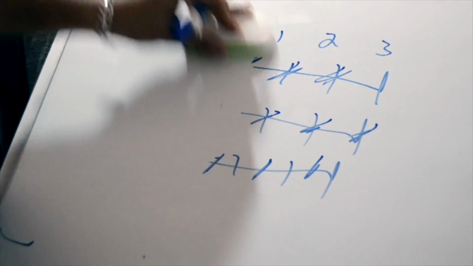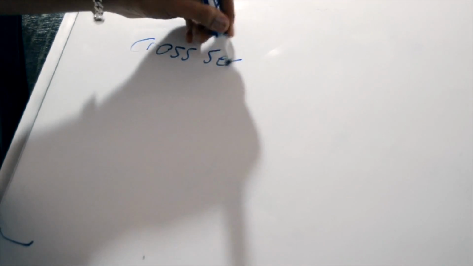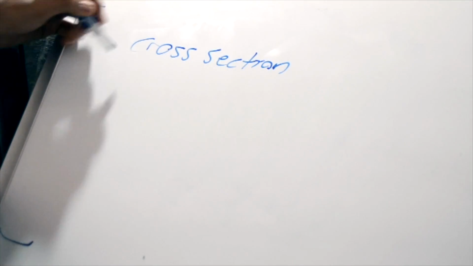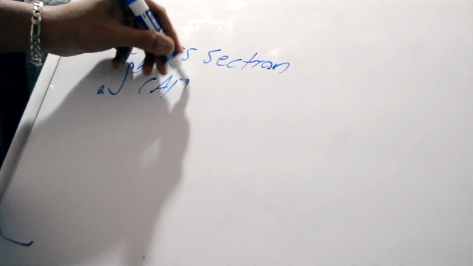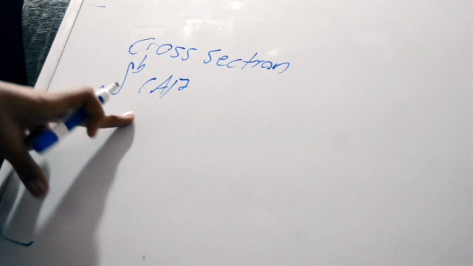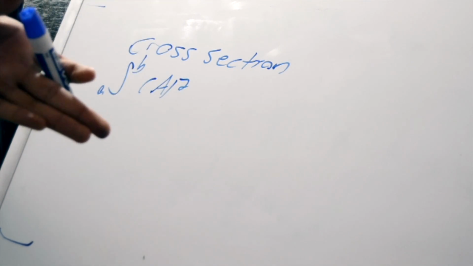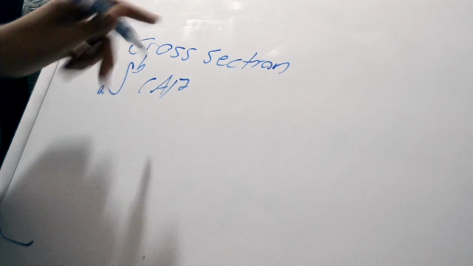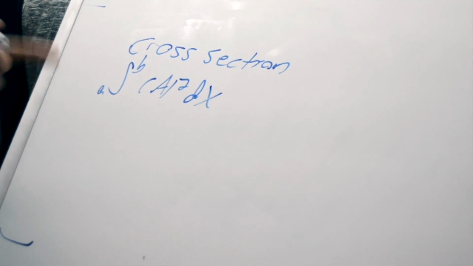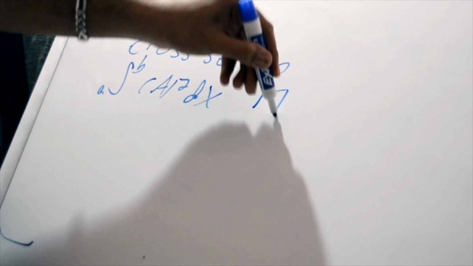And let's keep on going. Volumes using cross sections. As we see, we got 2 minutes right here, so we'll go pretty quick. For squares, it's just the integral from a to b of area squared. You calculate the area by using definite integrals, and the area squared with respect to x. That's for squares.